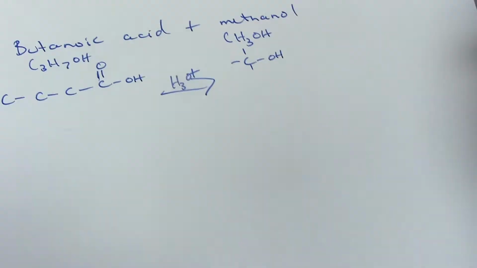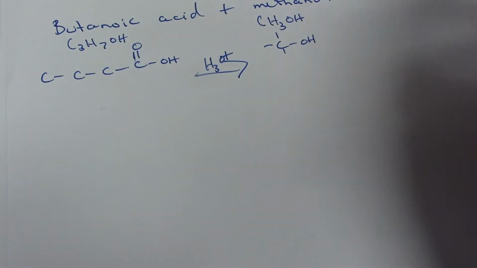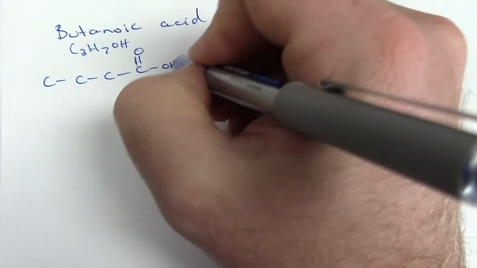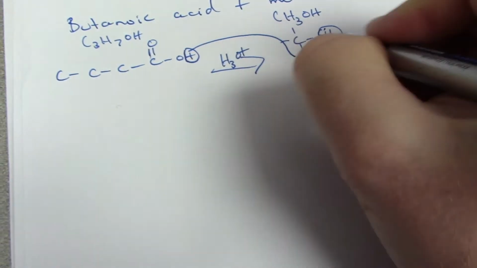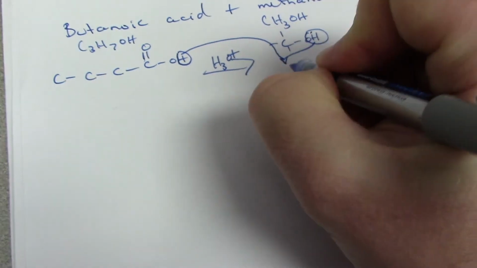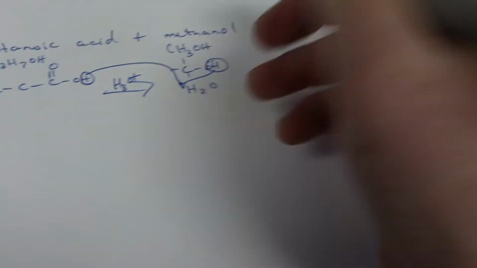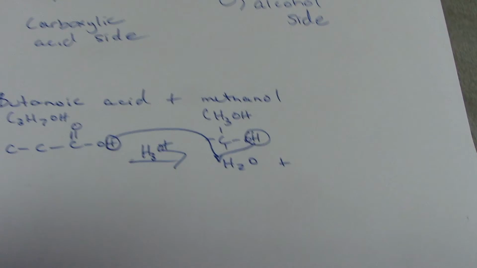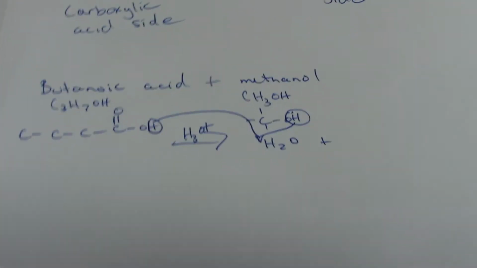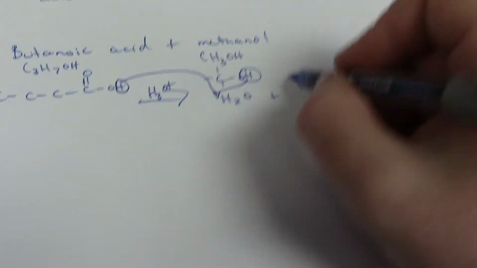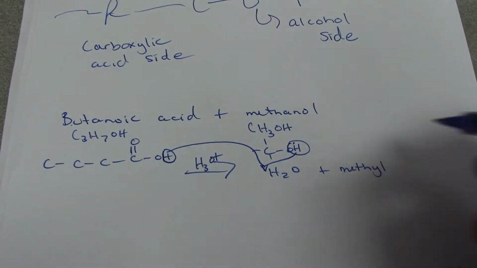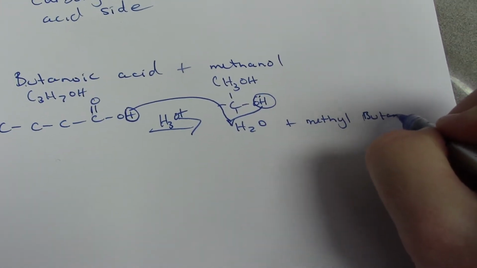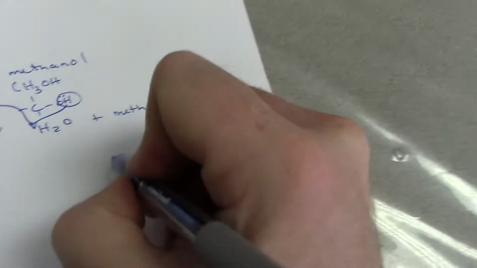So a strong acid catalyst would make my products. We're going to remove an H and an OH, and we make water as a product. So H2O plus whatever this is. This would be the alcohol portion, so this would become methyl. And this is the carboxylic acid portion, so this would become methyl butanoate. And my molecule would look like this.